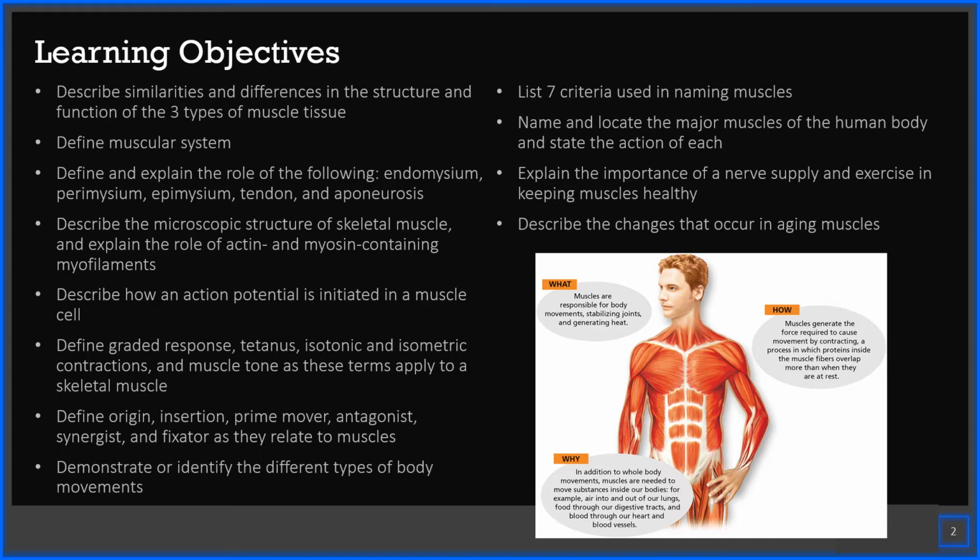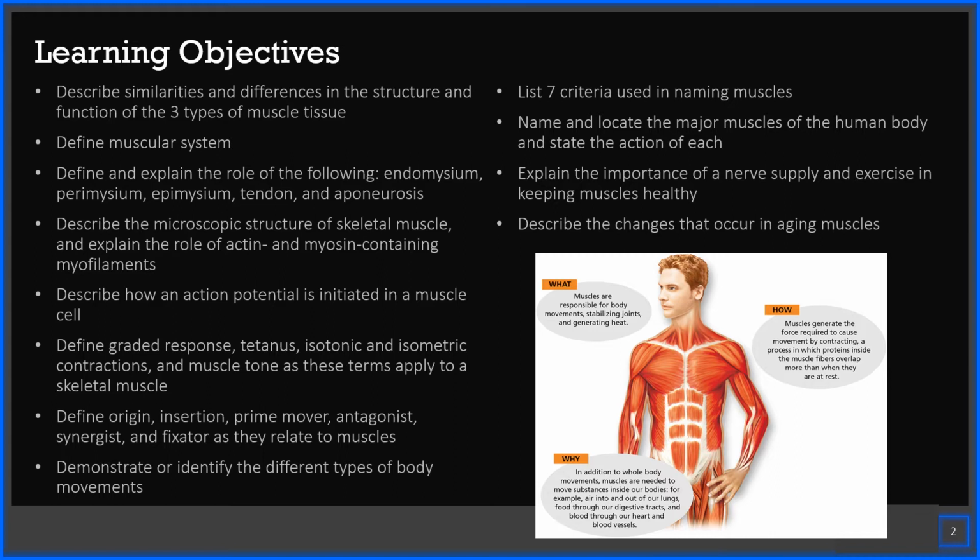and myosin-containing myofilaments. Describe how an action potential is initiated in a muscle cell. Define graded response, tetanus, isotonic and isometric contractions, and muscle tone as these terms apply to a skeletal muscle. Define origin, insertion, prime mover, antagonist, synergist, and fixator as they relate to muscles. Demonstrate or identify the different types of body movements.